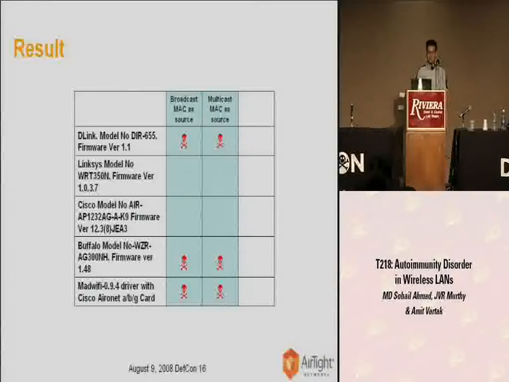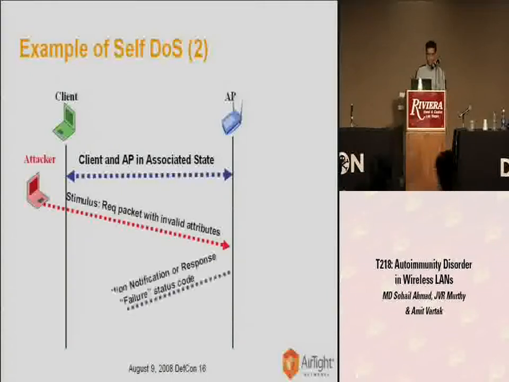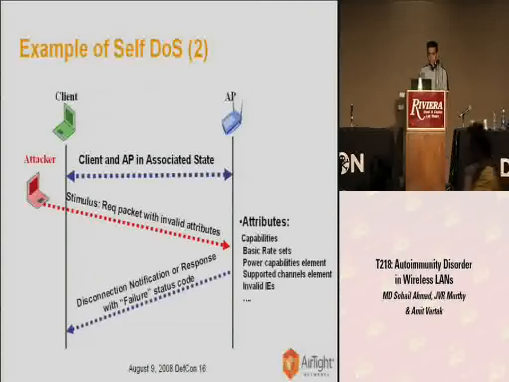Let's take another example. A client is associated with an access point and doing data transfer. An attacker at that point injects one request packet, spoofing the identity of the client and putting invalid attributes in that packet.